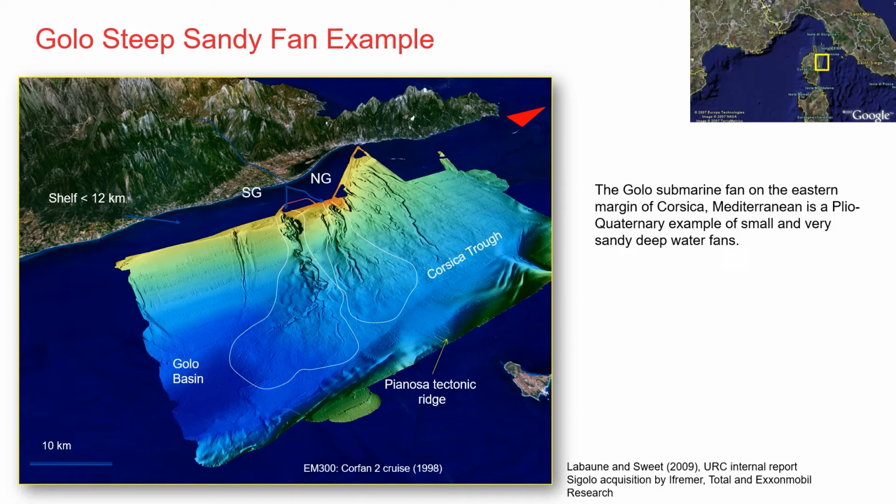The Golo submarine fan is located on the eastern margin of Corsica in the Mediterranean Sea, in a trough about 30 kilometers large and dipping to the south. Depositional gradients at the edges of this fan are still around 1 degree. The shelf is narrow, 12 kilometers at most, and alpine reliefs stretch along the coast, feeding rivers and deltaic plains with coarse gravels and sands.